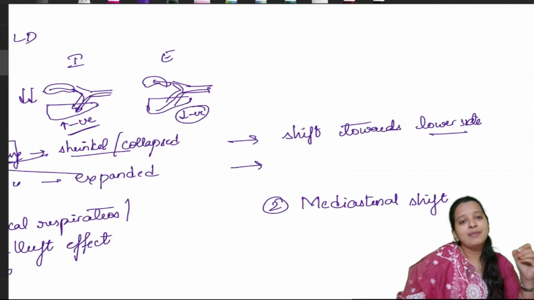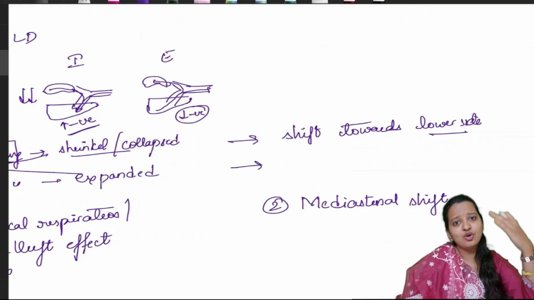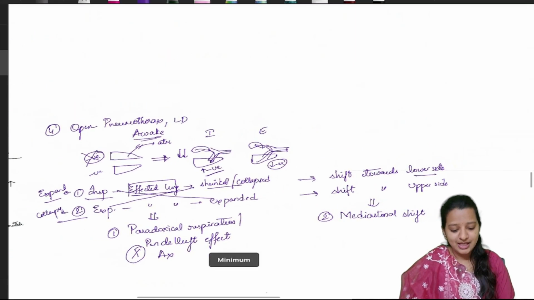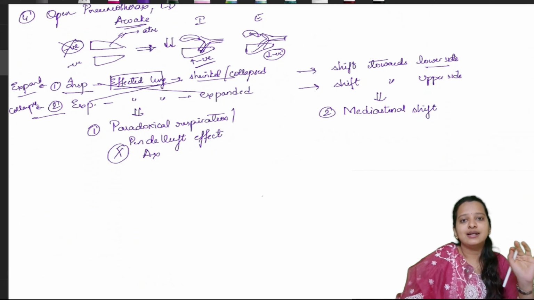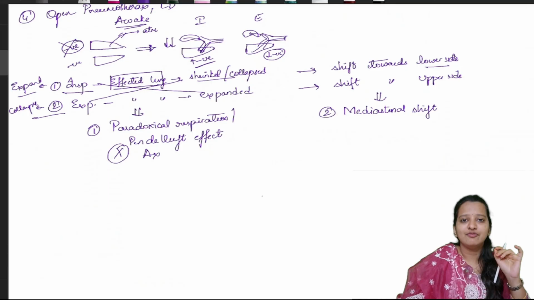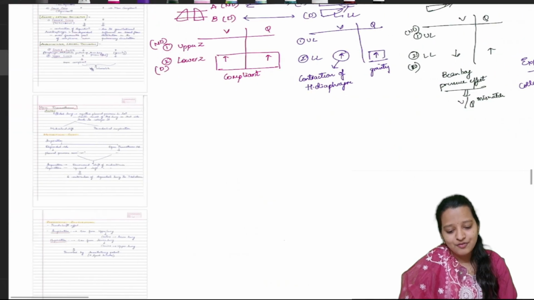During inspiration the affected lung is getting collapsed, and also there is a shift of mediastinal contents towards the lower side. What happens during expiration? The reverse. There will be pushing of the mediastinal contents towards the upper side. So this is nothing but mediastinal shift. These two things are happening in an open pneumothorax case: paradoxical respiration and mediastinal shift. Very important and very easy. No need to learn by heart what is happening, just remember the concept. So this is about the physiological changes.